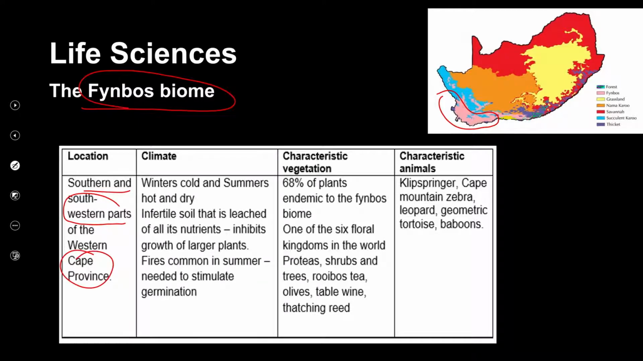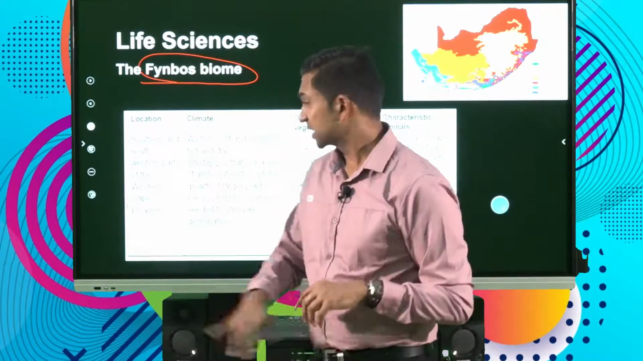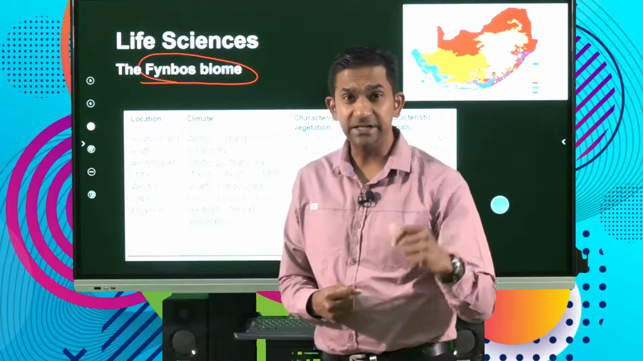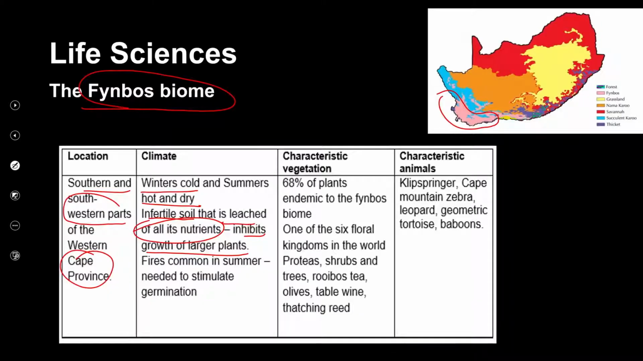The climate that is experienced here is that the winters are cold, the summers are hot and dry, the soil is infertile, and it's leached of all its nutrients. This will limit the growth of large plants, and hence you'll find that the plants in these areas are very reduced in their ability to grow high or tall. They have reduced leaves, and are typically found in these areas because of the type of soil that has been leached of all its nutrients.